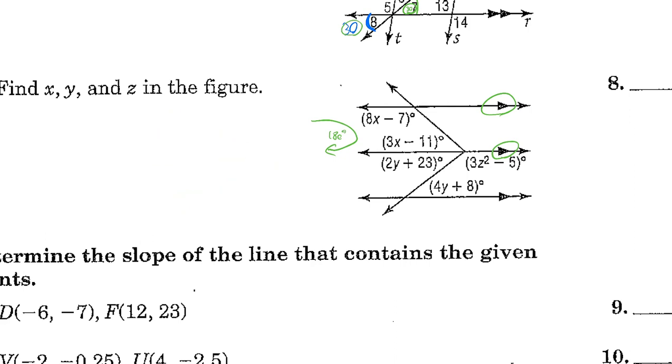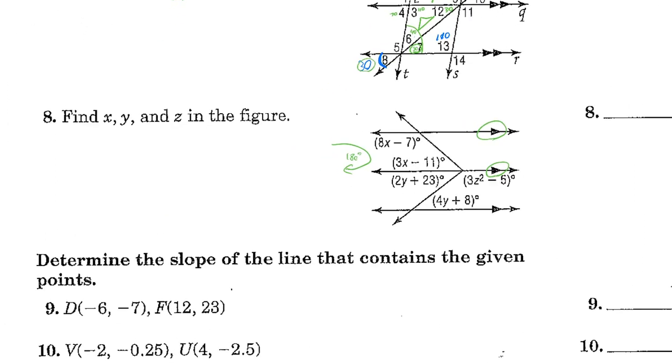So one equation we can write is simply that 8x minus 7 plus 3x minus 11 is equal to 180. And that means 11x minus 18 is 180. That means 11x equals 198, which means x equals 18. So x equals 18. We could go back and plug it in just to double check.